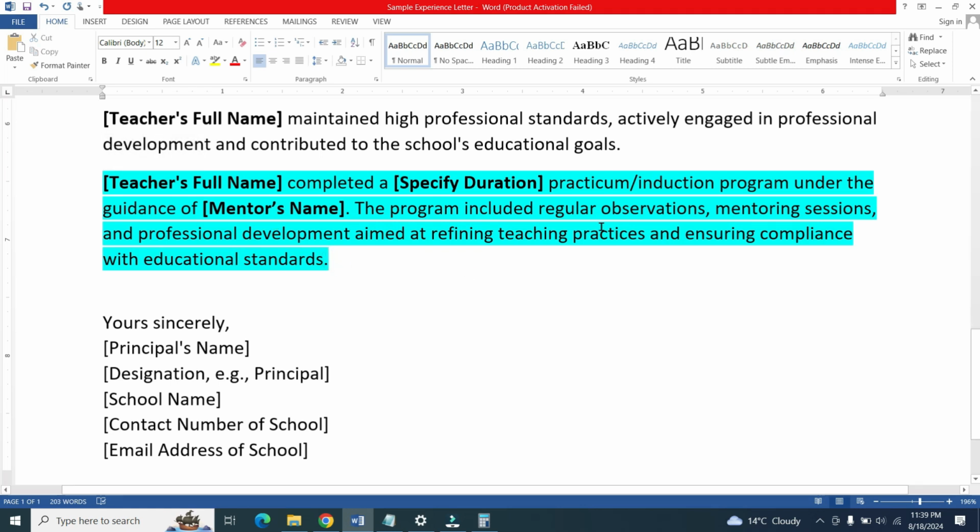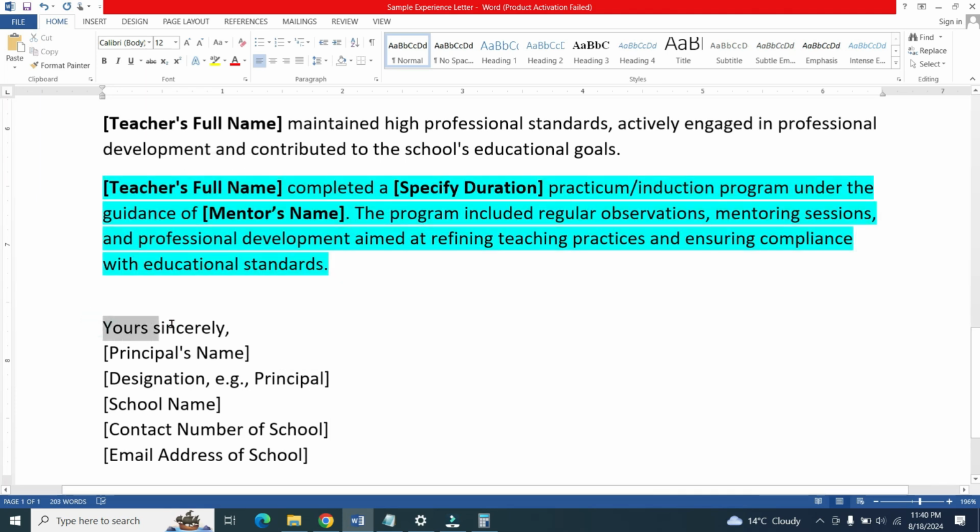And especially when you are in an induction program, you should ask your mentor teacher to provide the feedback on your lesson observations. So you should keep that feedback with you as an evidence. You should note down the key points of mentoring sessions along with the date. And if there are any professional development trainings that you have done during your induction time, you should mention them as well. If you have communicated to the parents, if you have had meetings with the parents, make sure that you have all those things, compile them as a document, and you should use that as a supporting evidence for your induction. After that, there should be the principal name, the designation, school name, contact number of school, and email address of school.